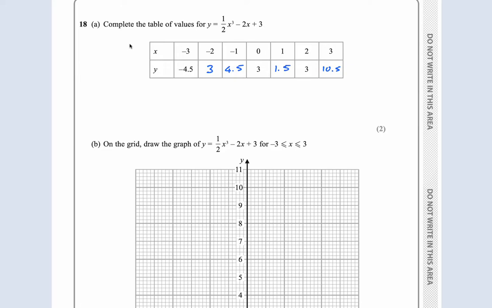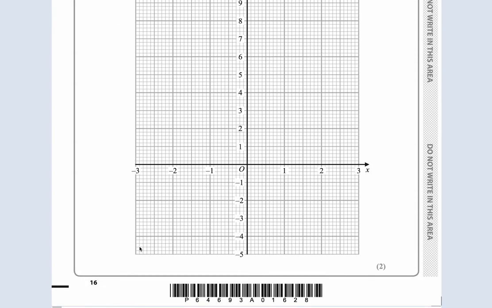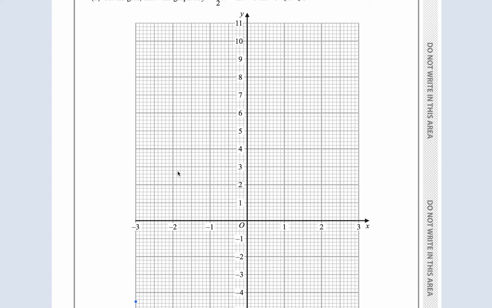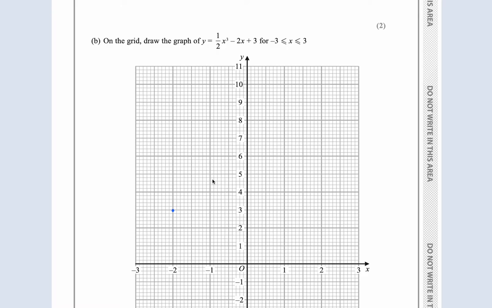So guys, this is an example of a later question in the paper that anybody can do without a doubt if you have a calculator. So you just thought what I did there was easy. And now we're just going to put in these points. Minus 3, minus 4.5 is here. Try and be as accurate as possible. Minus 2, 3. So that's minus 2, 3. There. Minus 1, 4.5 is here, halfway between them.